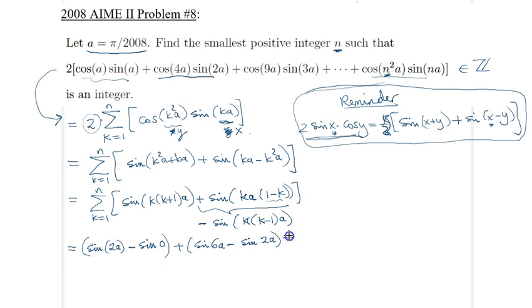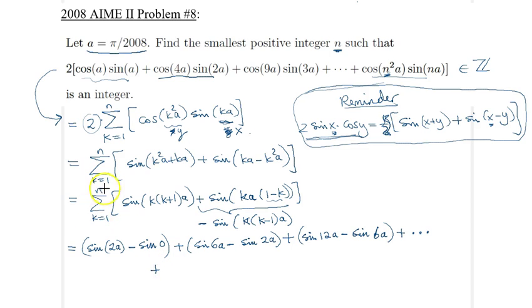2a. And let me try one more term so that everyone is confident what's going on. So if I plug in 3 here, 3 times 4 would be 12. So I would get sine 12a minus, and when I plug in 3 here, 3 times 2, 6, so sine of 6a, and I continue in this fashion.